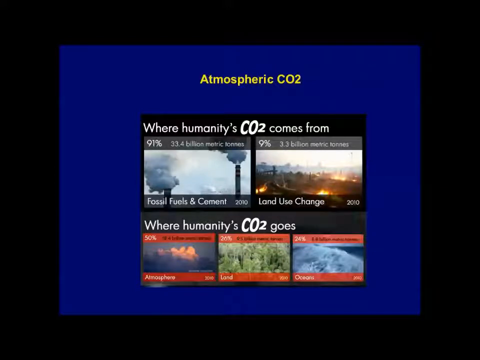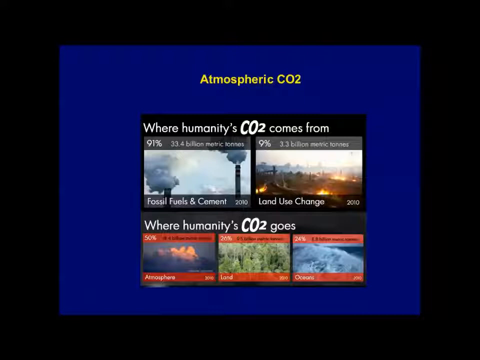When you take a fossil fuel, you have a lot of carbon. And when you burn that to produce energy, which is the cornerstone of our economy, you have to oxidize it. You know that oxygen is needed for fire to occur. When you take oxygen and carbon and put them together, one of the byproducts is carbon dioxide. So that byproduct comes primarily from fossil fuels and cement, and about 10% of it comes from burning of forests.